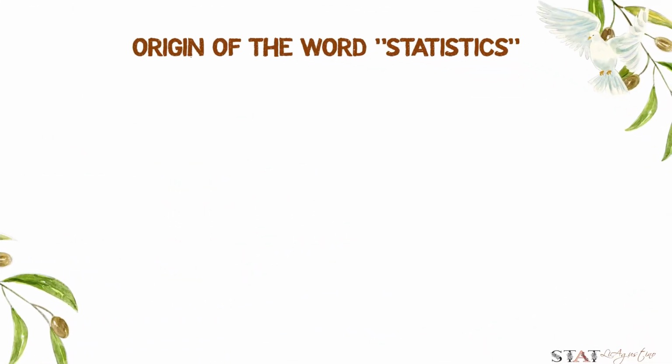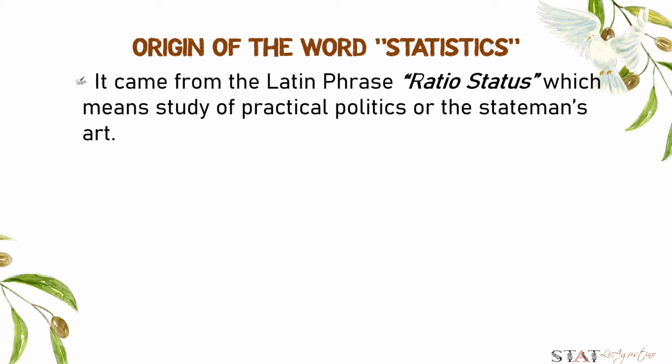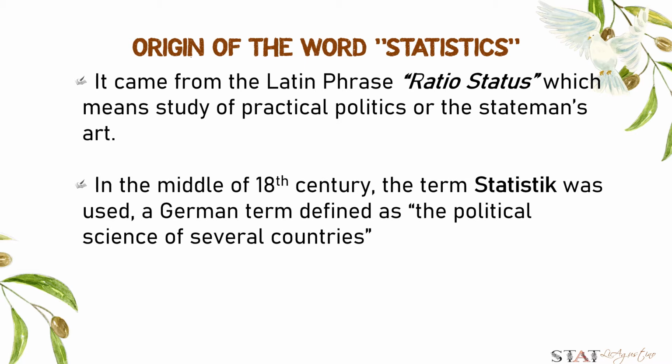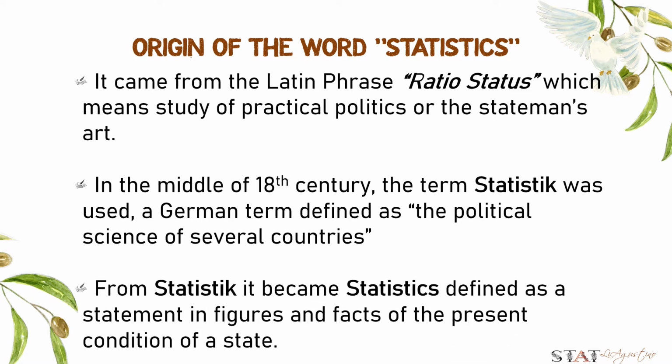So, let's first define or know the origin of the word statistics. It came from the Latin phrase ratio status, which means study of practical politics or the statement's art. Because in the middle of 18th century, the term statistic was used, a German term defined as the political science of several countries. And from the statistic, it became statistics, defined as a statement and figures and facts of the present condition of the state. So that is the origin or the history of the word statistics.